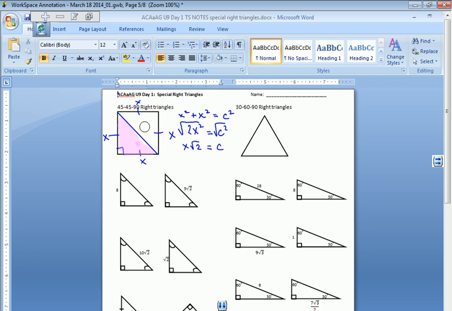Well, this is really, really cool. Because anytime we have a 45-45-90, and I could mark it with the congruent sides or the congruent angles, or I could just show you that one of them is 45. Anytime we have a 45-45-90 right triangle, whatever the legs are, to get the hypotenuse, you just have to multiply by the square root of 2. Whatever the length of the legs are, to get the hypotenuse, you multiply by the square root of 2.